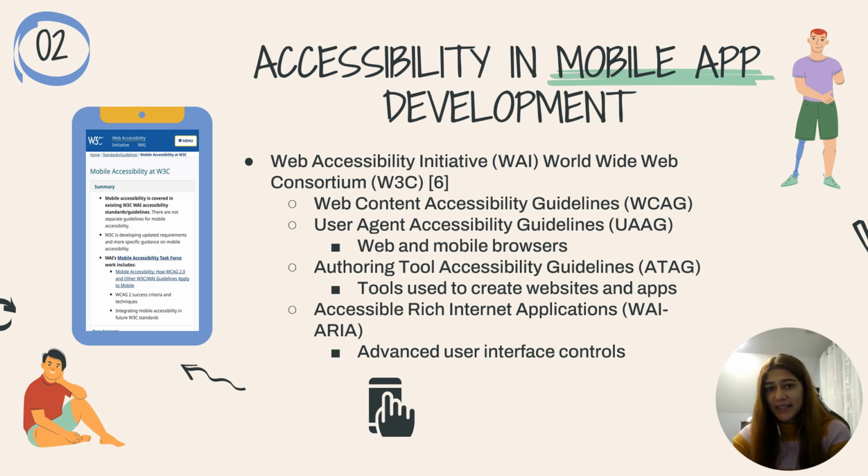The WCAG we talked about ensures web content and apps are accessible on mobile devices. The User Agent Accessibility Guidelines address accessibility in mobile browsers and user agents. The Authoring Tool Accessibility Guidelines address accessibility in tools used to create mobile apps and web pages. And the WAI Accessible Rich Internet Applications Guidelines enhance accessibility for dynamic content and complex user interfaces in mobile apps.